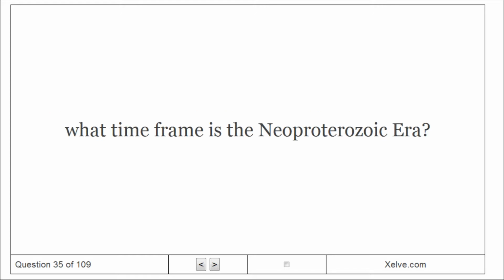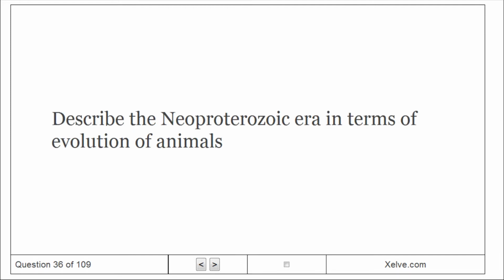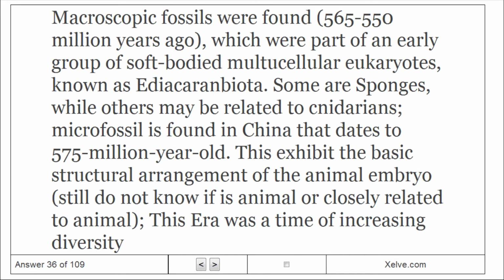What time frame is the Neoproterozoic era? 1,000 to 542 million years ago. Describe the Neoproterozoic era in terms of the evolution of animals. Macroscopic fossils were found from 565 to 550 million years ago, which were part of an early group of soft-bodied multicellular eukaryotes known as Ediacaran. Some are sponges, while others may be related to cnidarians.